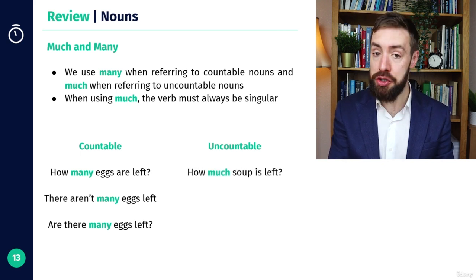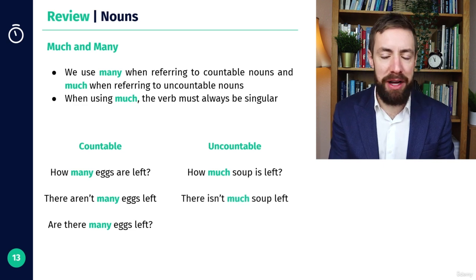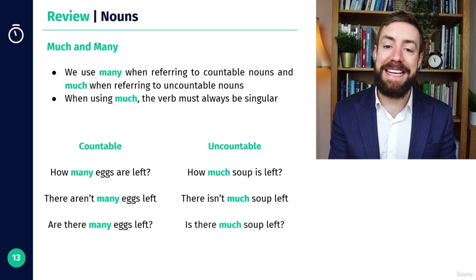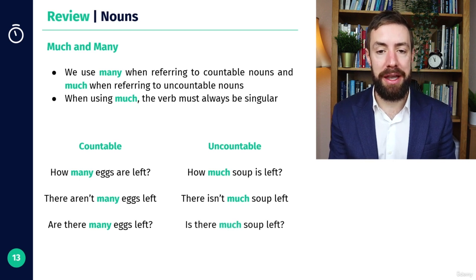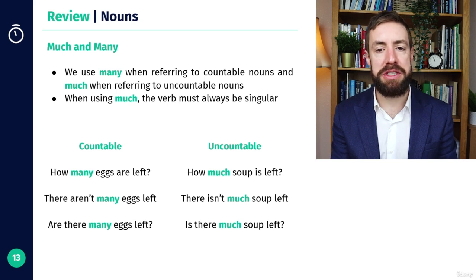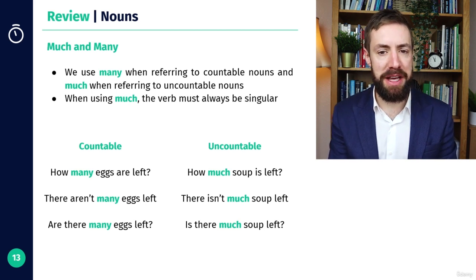How much soup is left? And there isn't much soup left, only a little bit of soup. And is there much soup left? All right, so you can see we're using is. We are using the singular verb. So that is a quick review of some of the more basic rules about nouns.